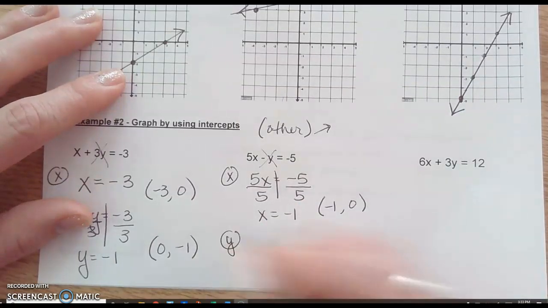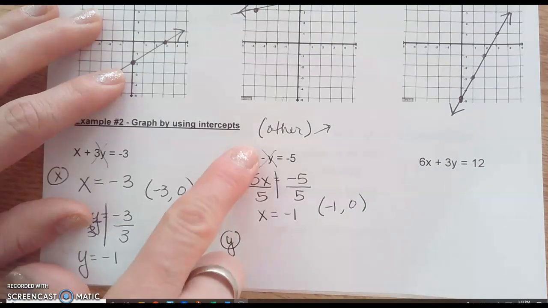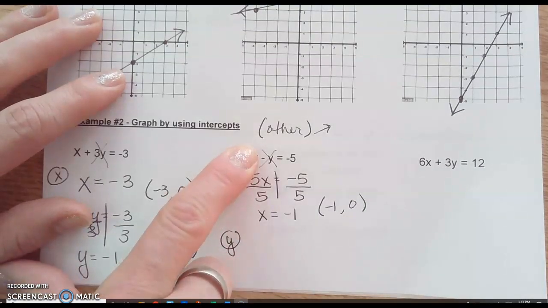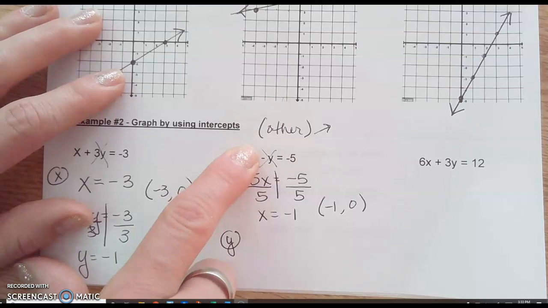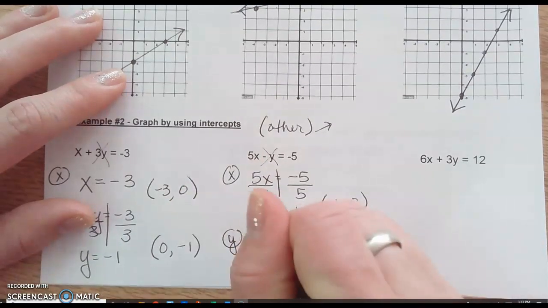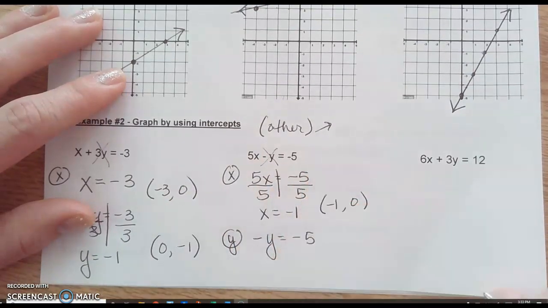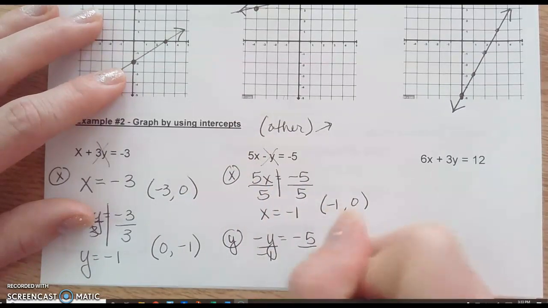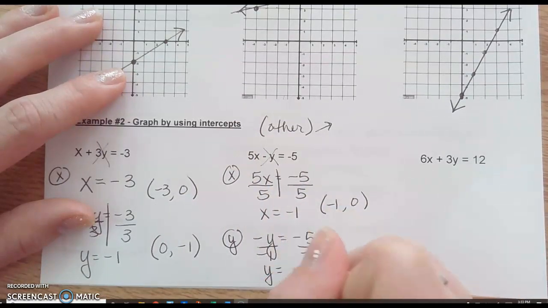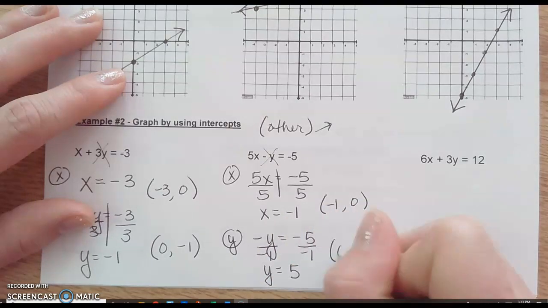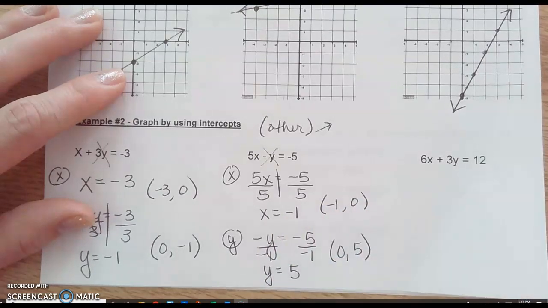Let's find our y-intercept. Well, if I plug in 0 for x, this drops out, I just get negative y equals negative 5. We know we have to divide by negative 1 on both sides, and y would be 5. So the point 0, 5. Okay, so again, my x-intercept is negative 1, y-intercept is 5. Let's flip it over and graph them.